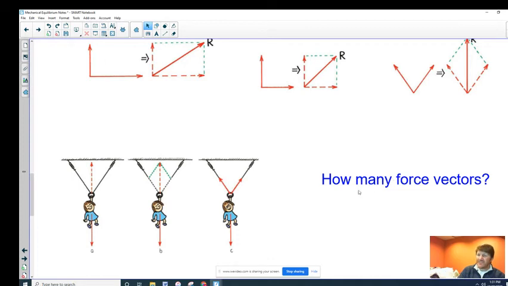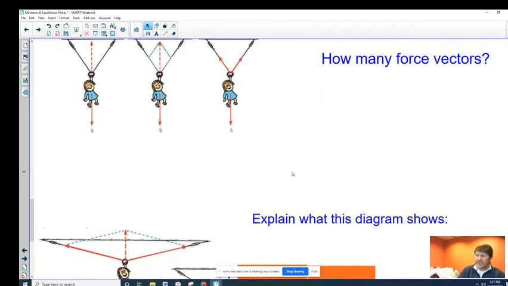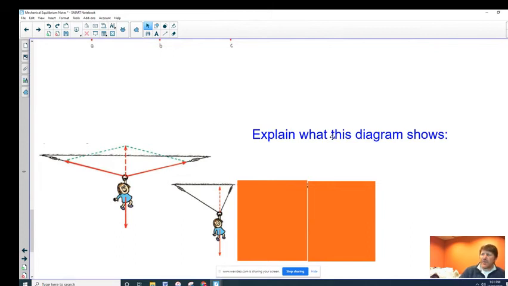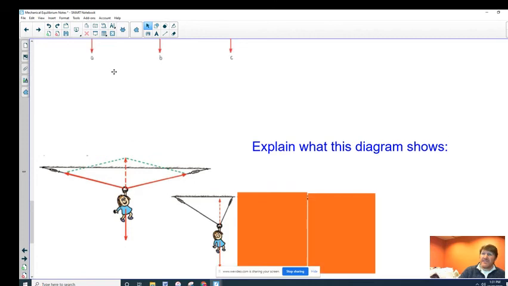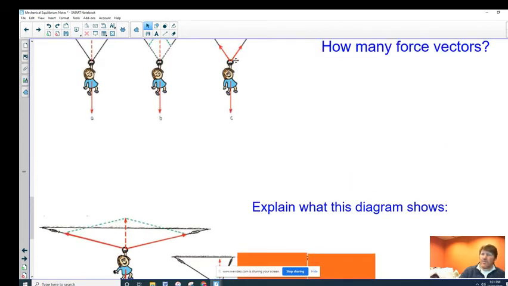So how many forces? There are three. 1, 2, 3. There's the weight and then the two tension forces. Okay. So coming down here, this is an interesting question. What happened here? Nellie Newton's weight didn't change. But if I look at the tension in these strings, there's a lot more tension in the strings here than there was here. Why? What's different?